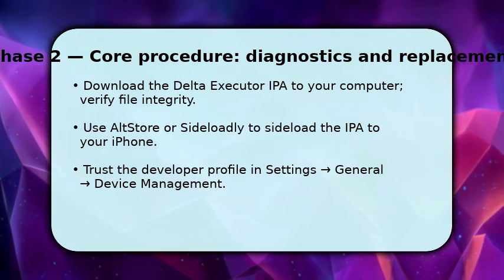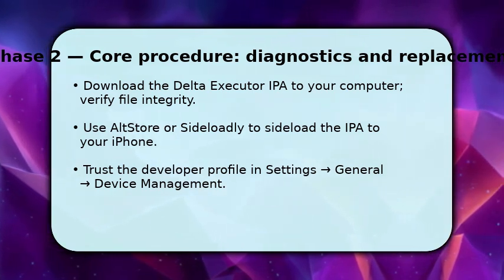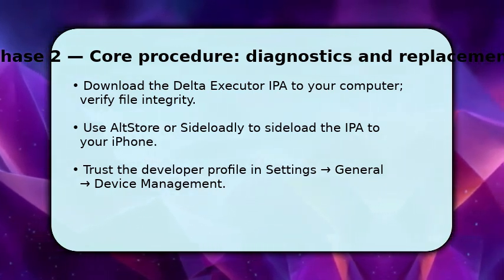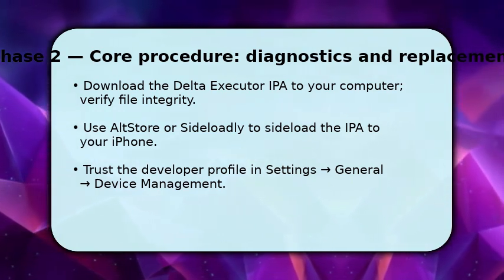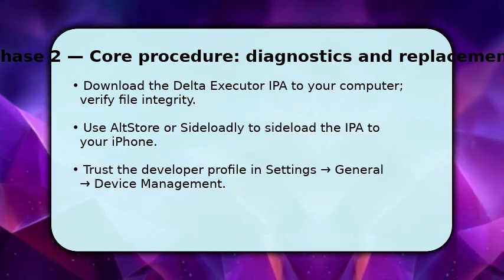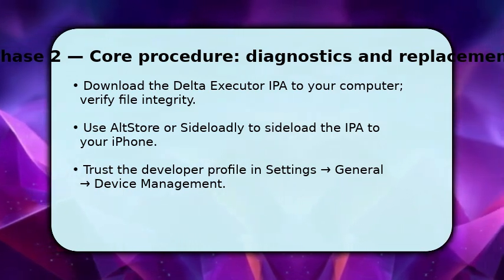After installation, immediately go to Settings, General, Device Management, and trust the developer profile used to sign the app. Without trusting, iOS will block launch. Once trusted, open Delta Executor to finish initial configuration.